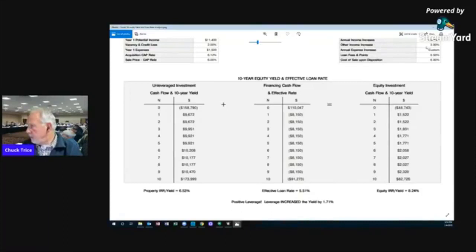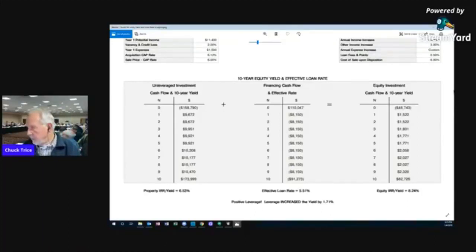My income increases about 3%. Loan fees and points are 0.5%. But you can see on a 10-year yield, $158,790, the property unleveraged, which means you don't have a loan, is 6.5. Now, the financing cost, the effective rate, is also 5.5. And when your rates are that close, it's very hard to make a profit.